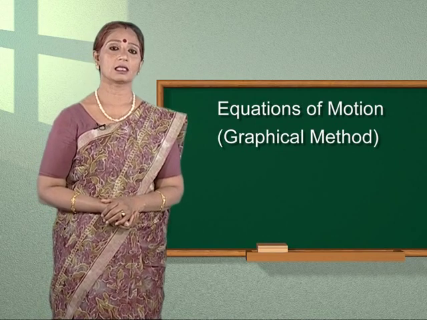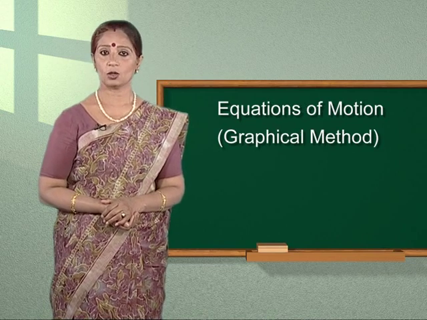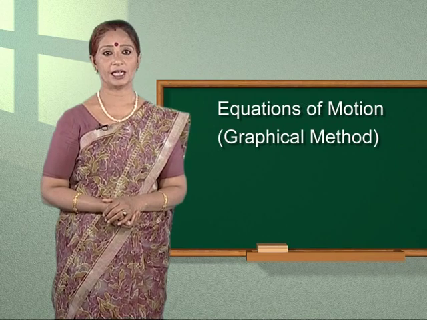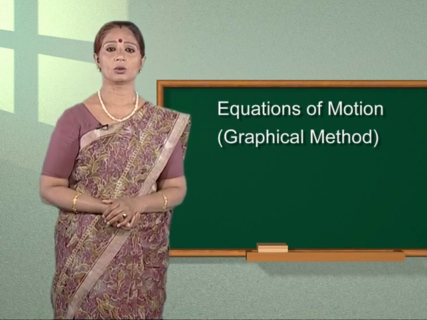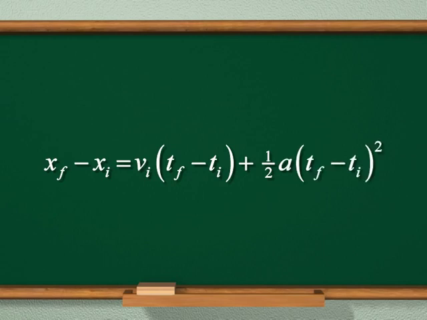Therefore, the distance traveled or the change in position is equal to the area of trapezium BCC'B', which is equal to xf minus xi, that is equal to Vi multiplied by (Tf minus Ti) plus half of a multiplied by the square of (Tf minus Ti). This is the expression for position as a function of time.